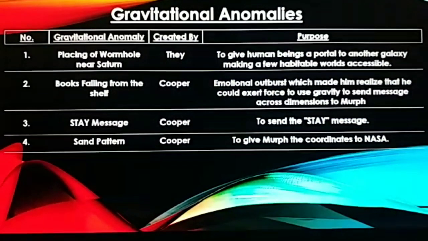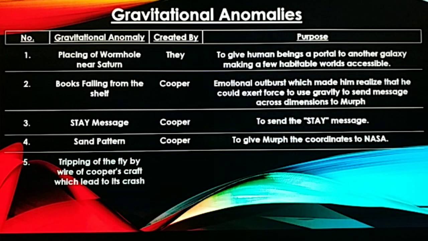So the fifth gravitational anomaly that I would like to mention here would be the tripping of the fly-by-wire of Cooper's craft, which led to its crash. Now, this seems to be a very horrible act. I mean, why would anyone want to crash somebody's spacecraft? What good could come out of such an act? So, the question is, who created that and what possibly could be the purpose? So now, let me answer this.